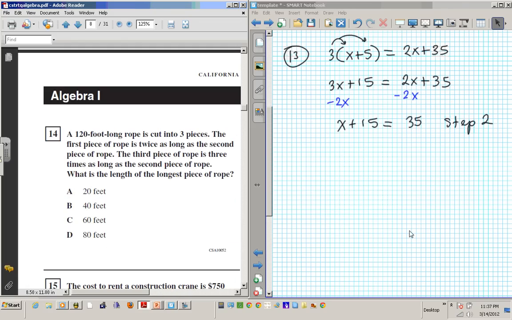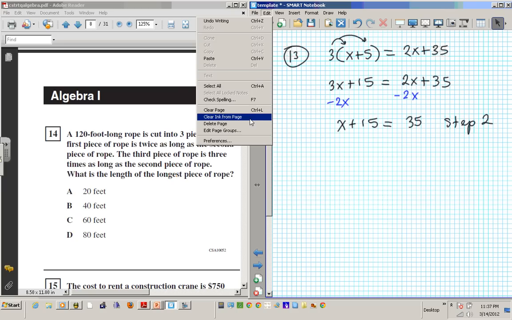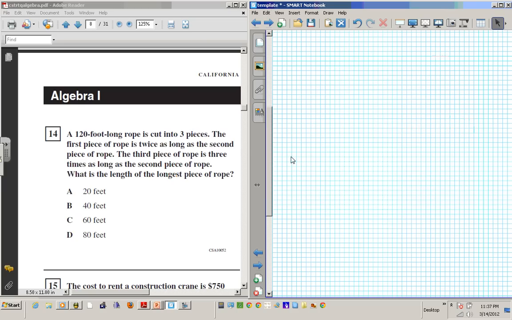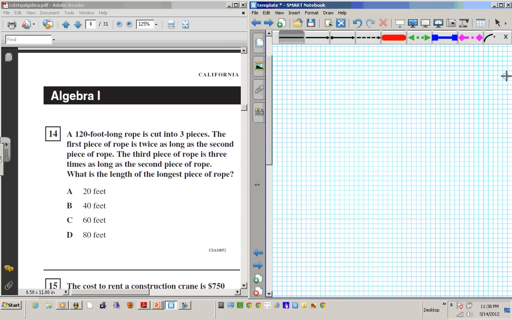Number 14, it says a 12-foot long rope is cut into 3 pieces. The first piece is twice as long as the second, and the third is 3 times as long as the second. Since they're all described in terms of the second, it would be smart for us to use the second term as our variable.